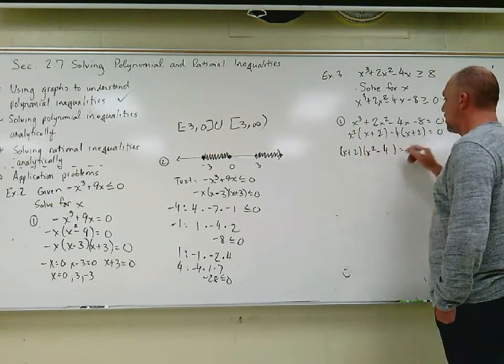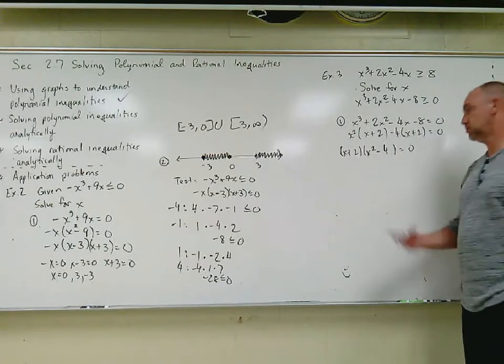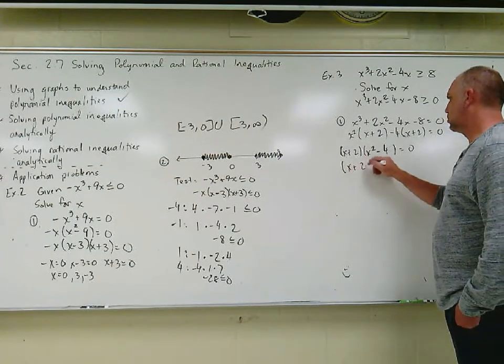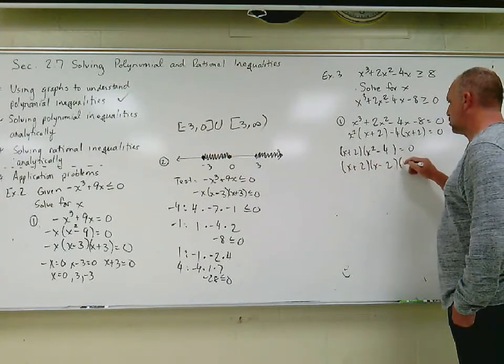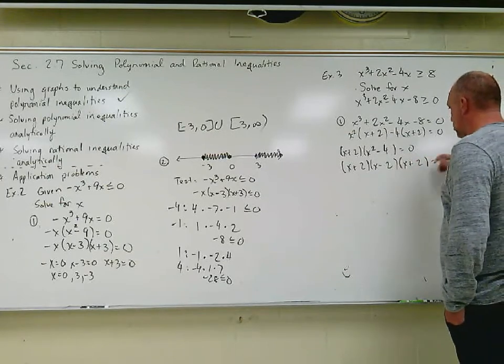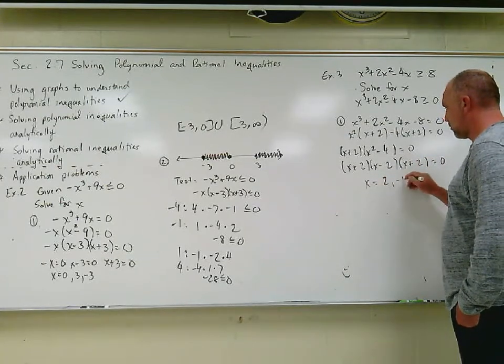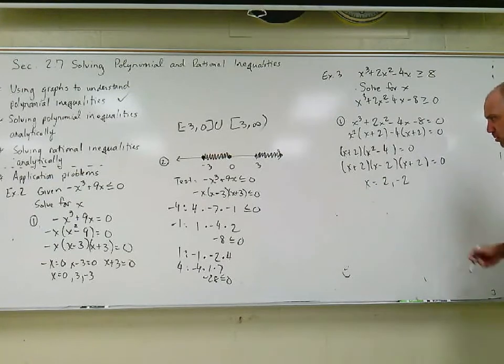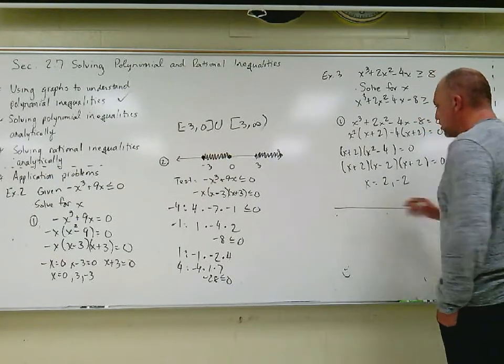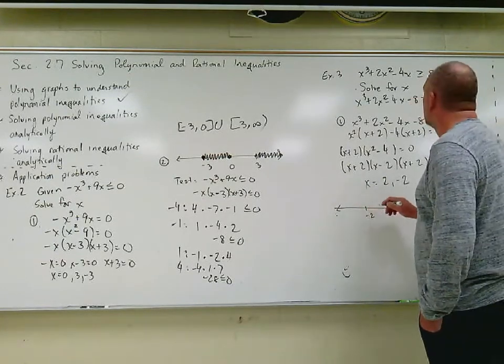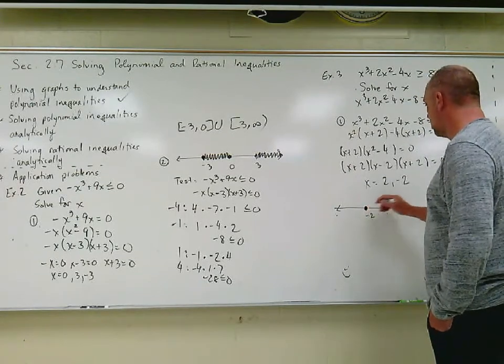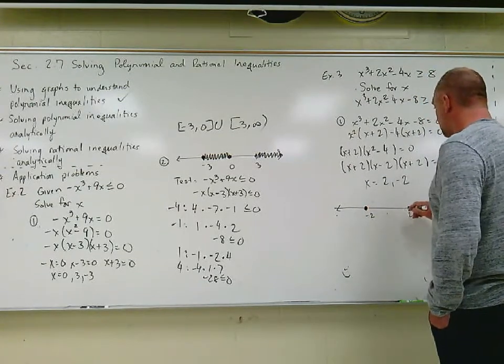Now, can you factor x squared minus 4? Yeah. X minus 2, x plus 2. So notice what happens with the root negative 2. The root negative 2 is what type of root? Double root, all right? What happens graphically at double roots? Bounces.